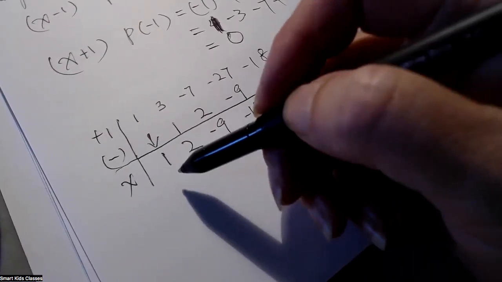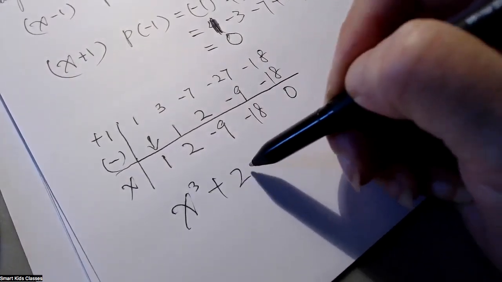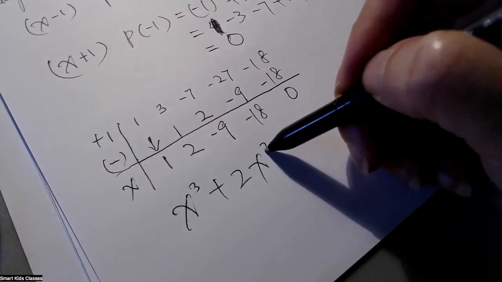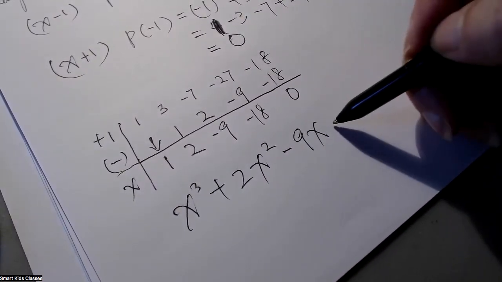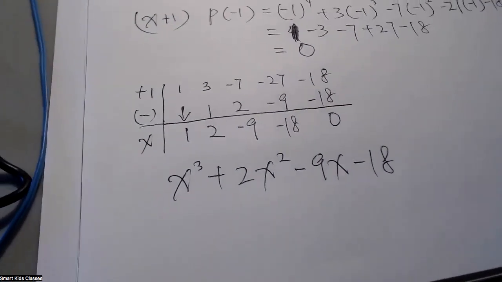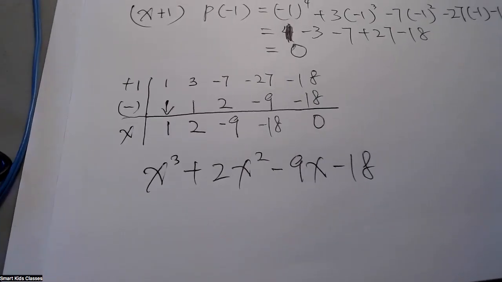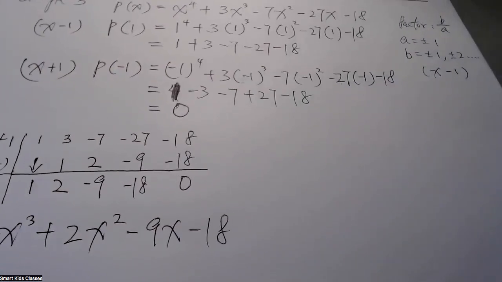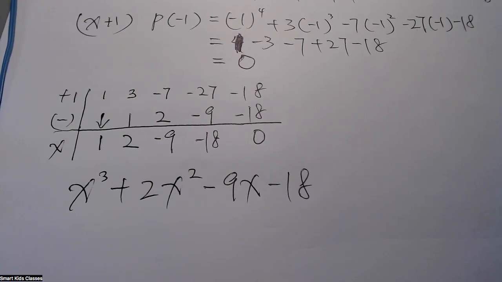Now, what answer are we going to get? The answer is x exponent 3 plus 2x exponent 2 minus 9x minus 18. Now from here, we got a cubic function. So we continue to find the factor in this cubic function, using the same formula, b over a. So let's try it.